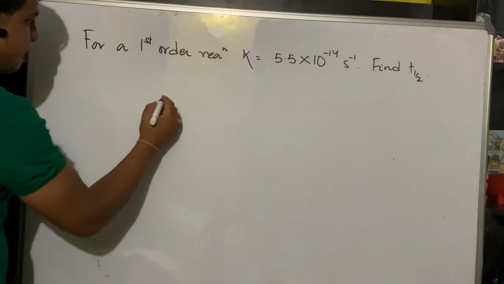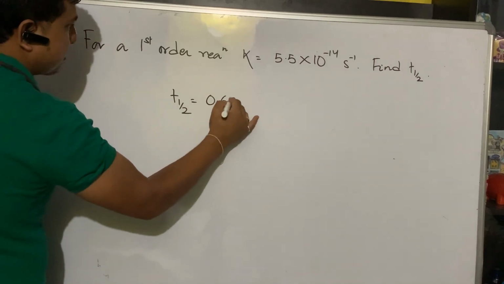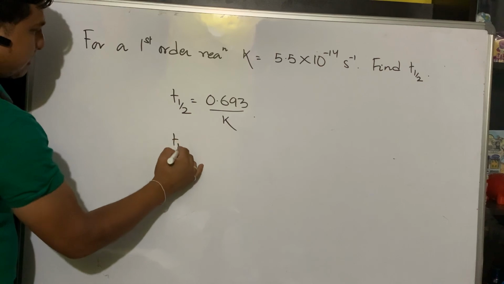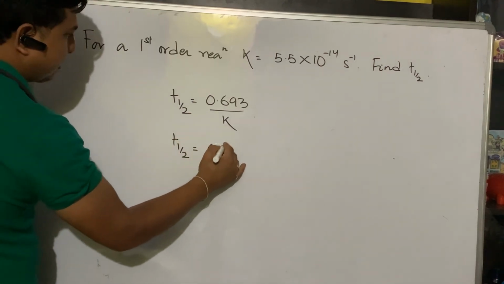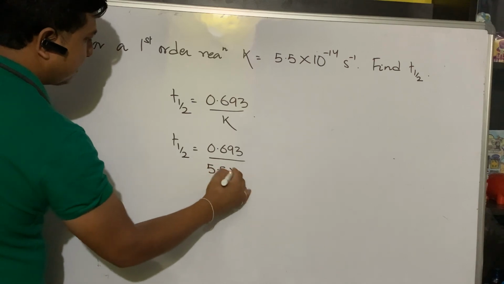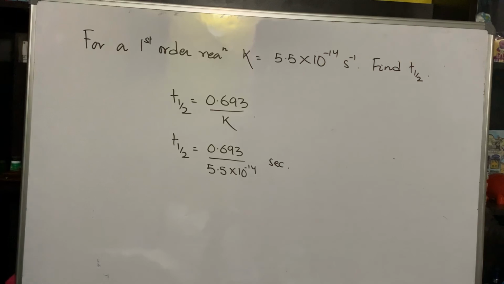Again, it's really easy. For a first order reaction, T half is equal to 0.693 by K. You just need to substitute the value of K, 5.5 into 10 to the power minus 14. The unit is second. So you'll get the answer. This is how we solve this category of problems.